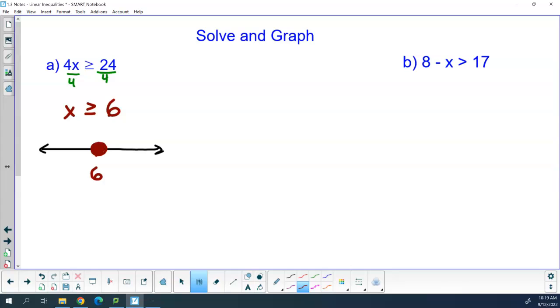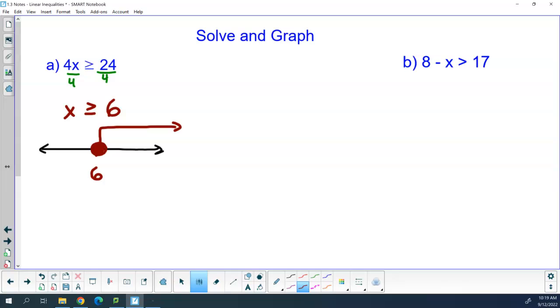Raya says left. Do we agree with left? Oh, I've heard a right. Because we want bigger numbers than 6, right? And bigger numbers happen on the right. Sorry, Raya. And that's that.